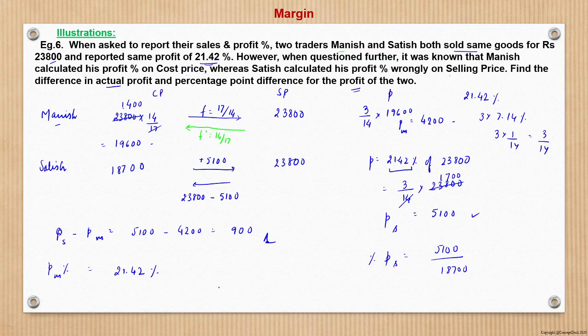I mean, since I have written, let me complete this into 100, right? So this we can solve here. Divided by 187 into 100 is 27.27%, right? 27.27%. Or this easily we could have done here. How come? Let us see.